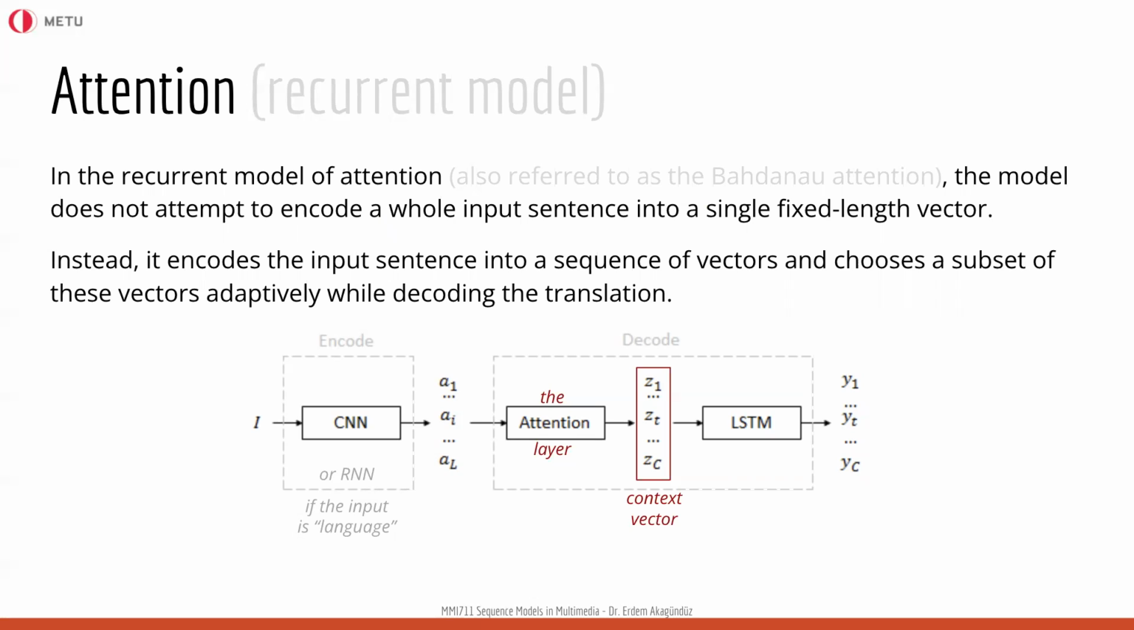We say adaptively because while it's creating the weighted sum of the hidden states of the encoder, it always takes into consideration the current decoder hidden state when calculating those weights. So that's the adaptive part.